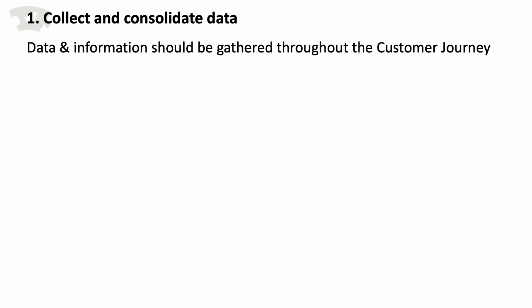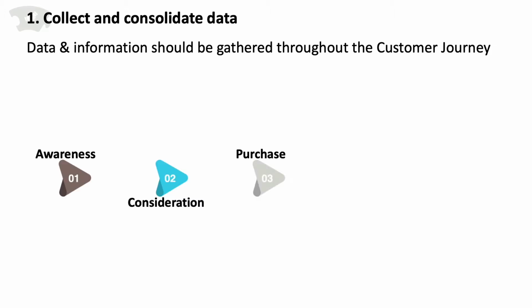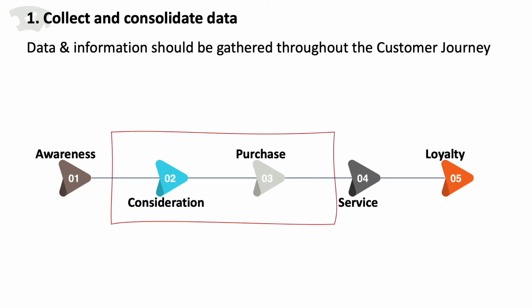Step 1 of incorporating data into the retention strategy is gathering and consolidating the data. Data collection is a continuous process, and should start right at the first interaction with the customer and throughout the customer journey. The best opportunity for data collection is in the consideration and purchase stages, during which various information such as the phone number, email address, social media handles, demographic information can be shared by the customer.